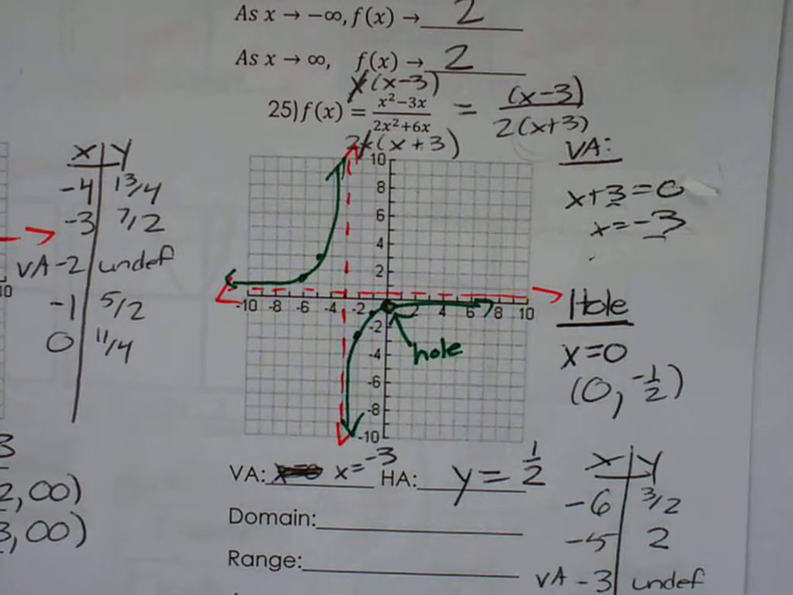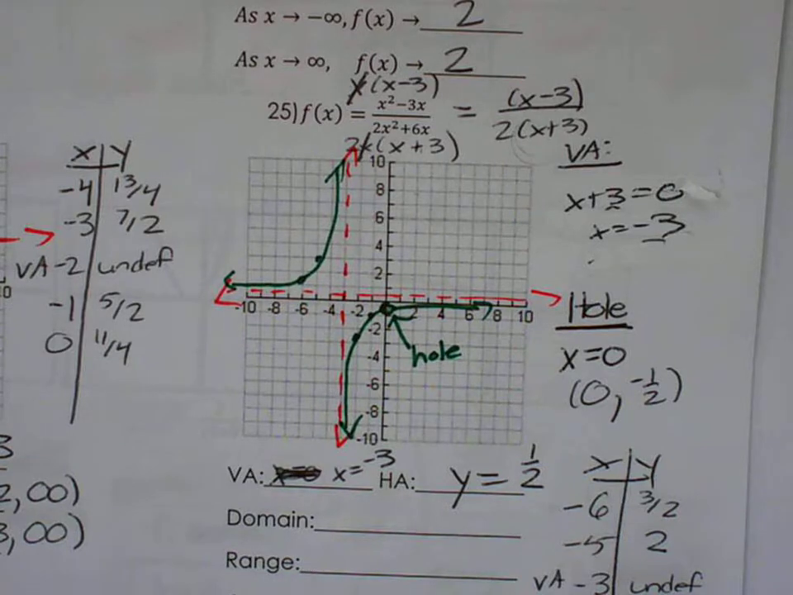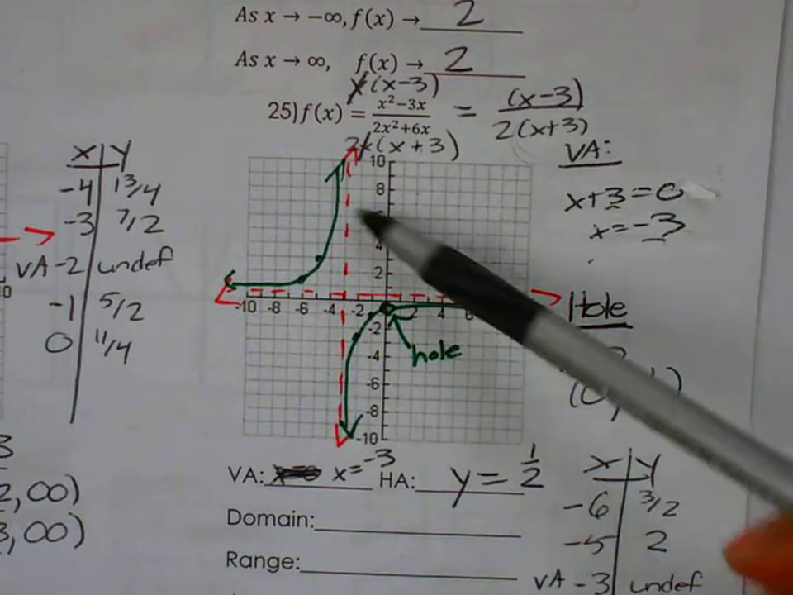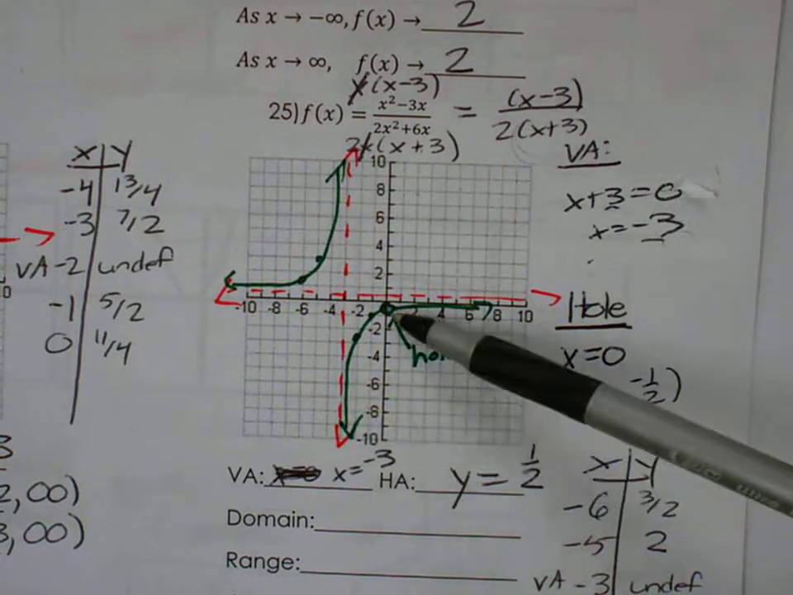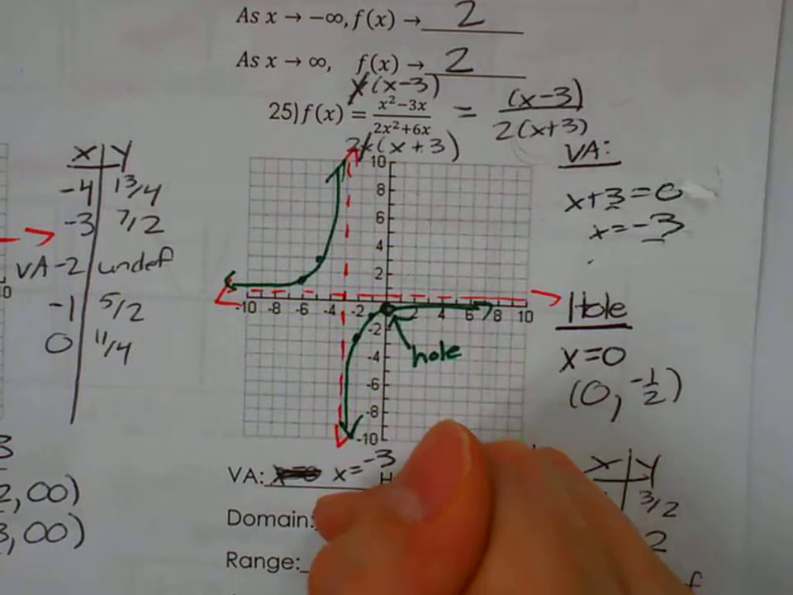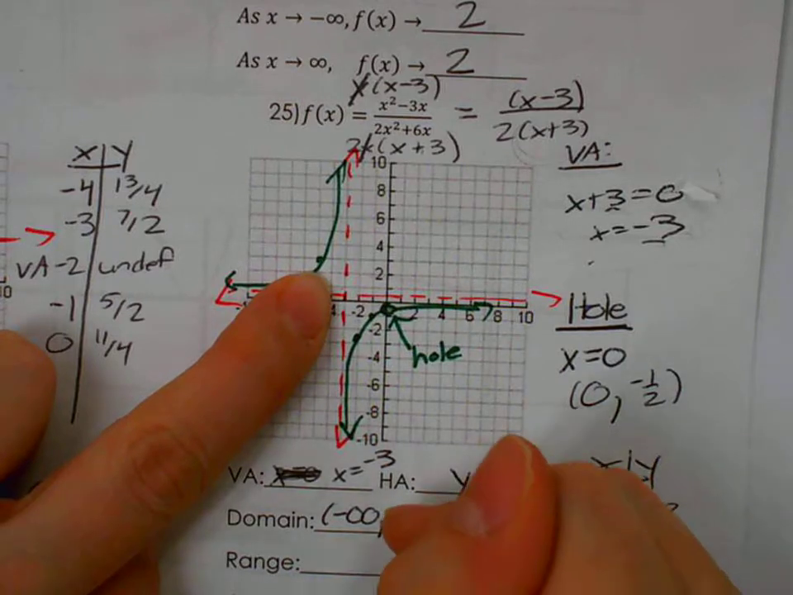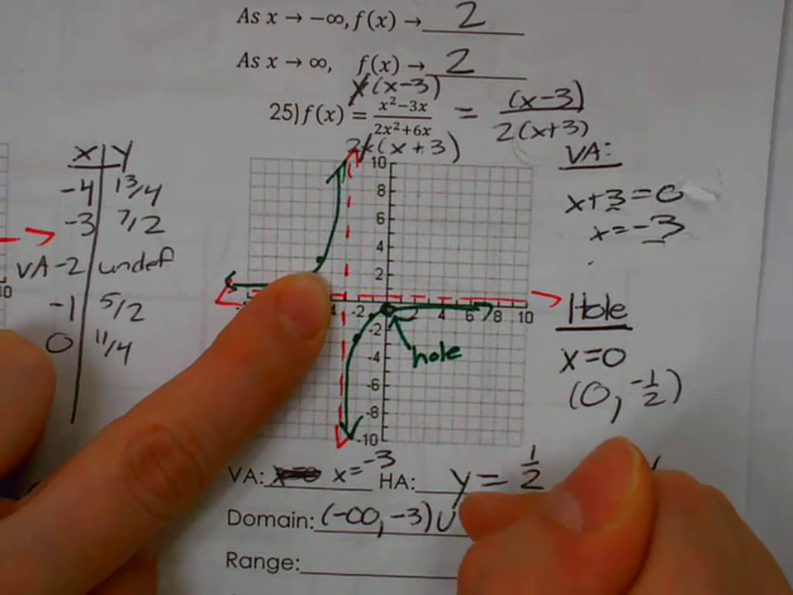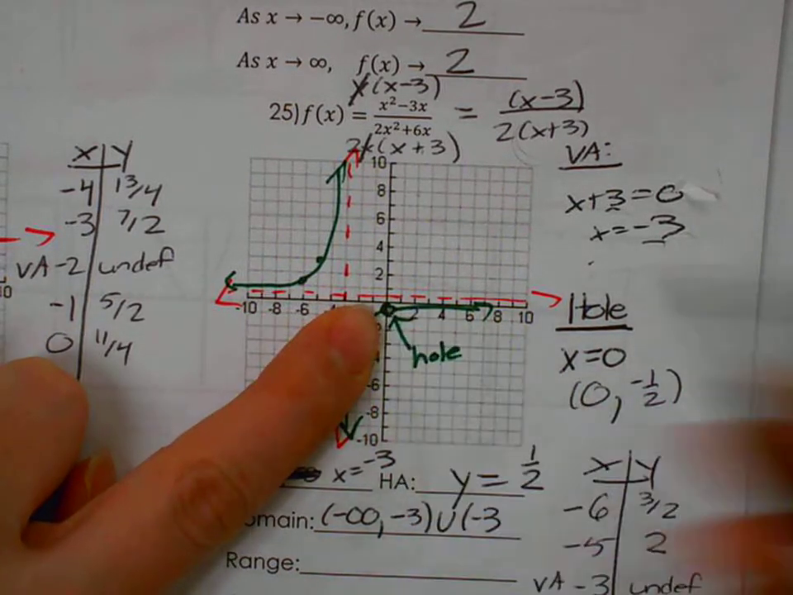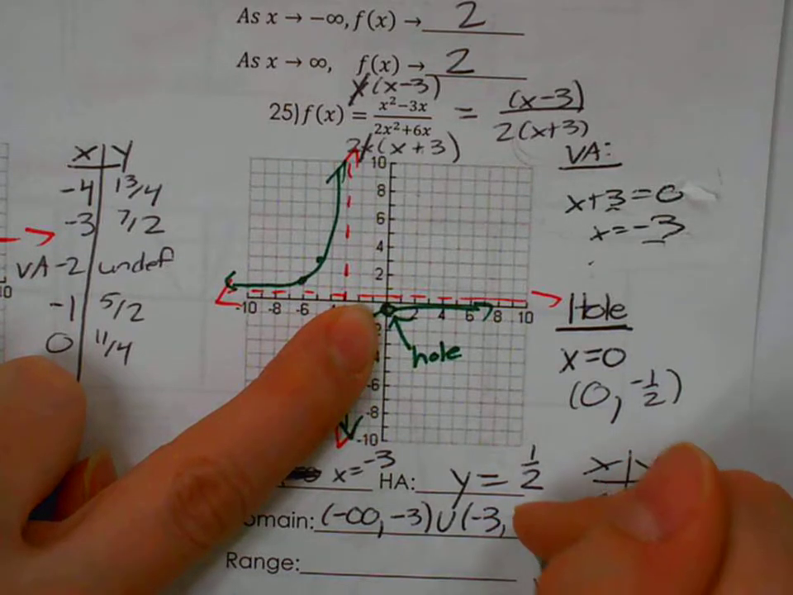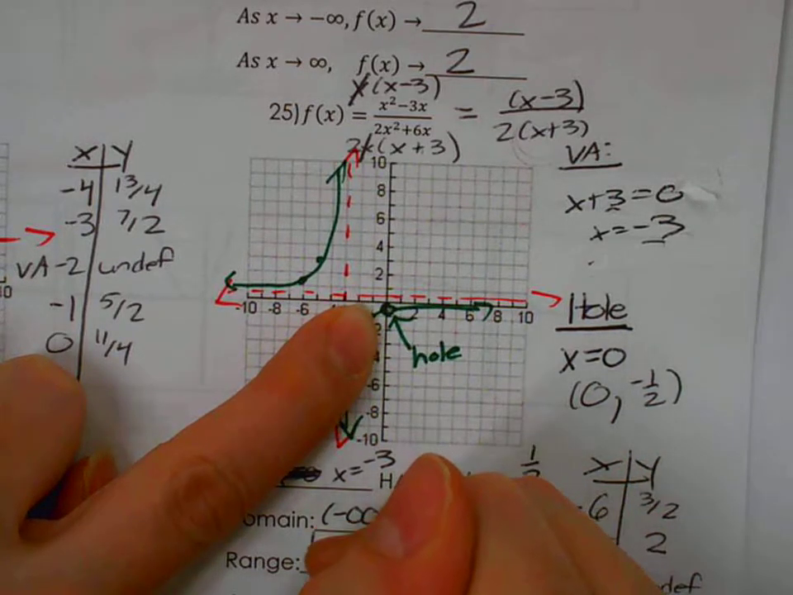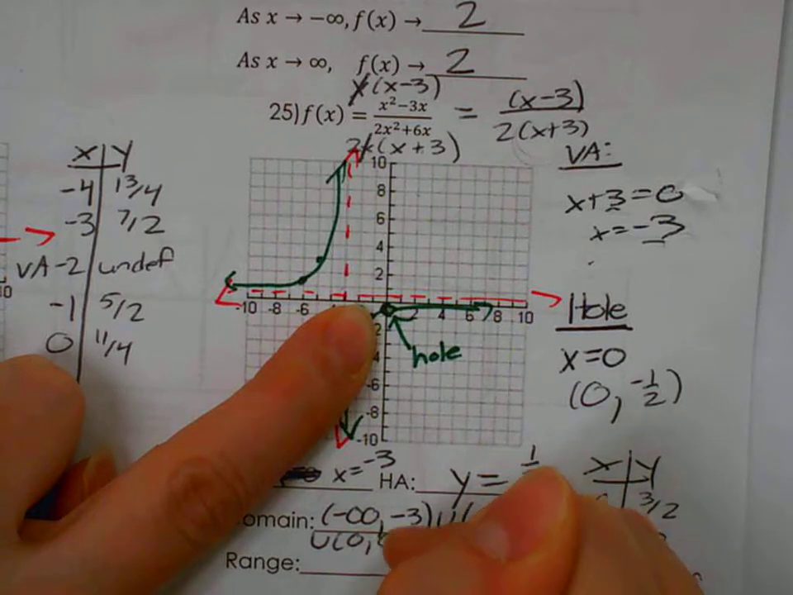All right, so now my domain. Well, I have 2 issues now. I have the issue with my domain stops here, but it also stops at the hole. So I start it from the left, and I stop when I get to my vertical asymptote at negative 3. I start back up at negative 3, but I have to stop when I get to my hole, which is at 0. And then I start up again at 0 and go to positive infinity.